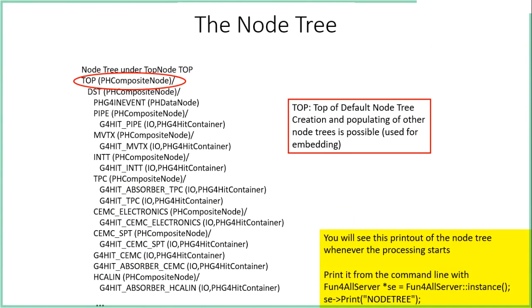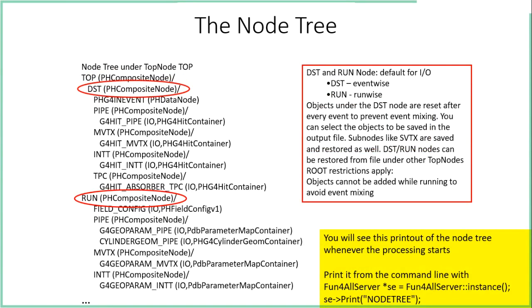So what fun4all does for you, it basically creates this tree, gives it a top node. That's the default. And then it creates a DST and run nodes. Again, the DST contains the event-wise information. The run contains the run-wise information.